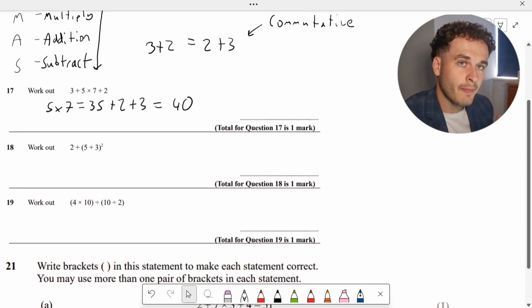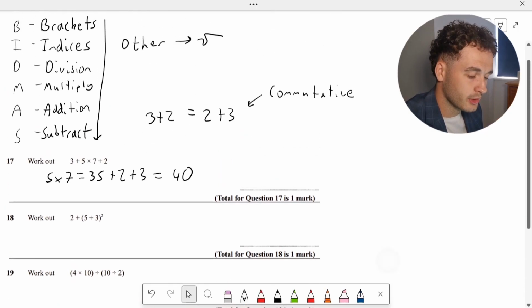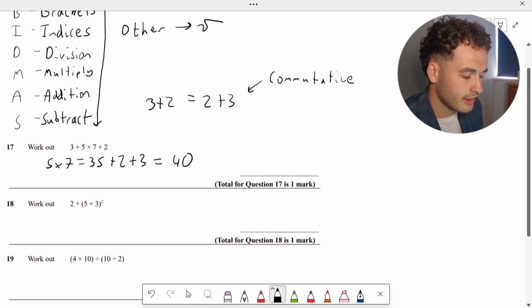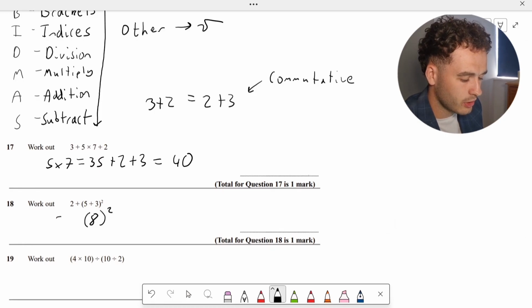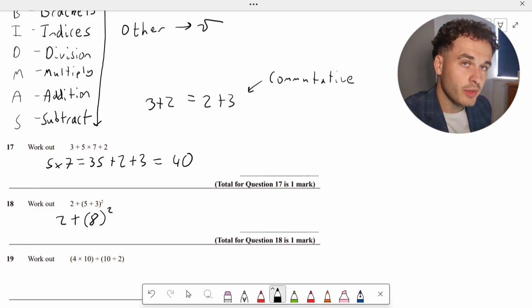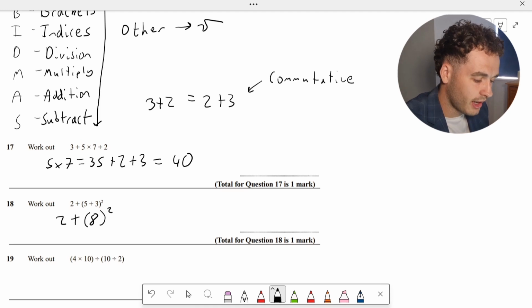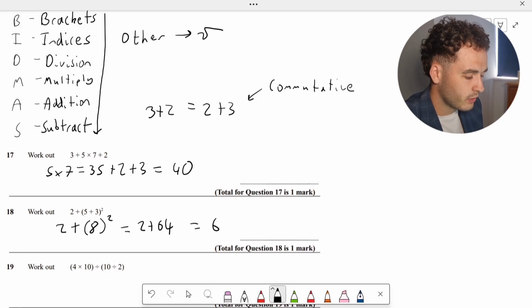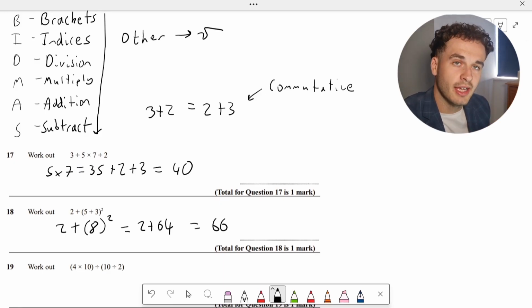Okay, for question 18, what we need to do first is anything inside the brackets, because BIDMAS says do the brackets first. So anything inside the brackets in this case is 5 plus 3, which is 8. So this now becomes 2 plus 8 squared. Then we do the indices next, which is the power. This is 8 to the power of 2, which is 64, so 2 plus 64, and 2 plus 64 is 66. So hopefully that makes sense.